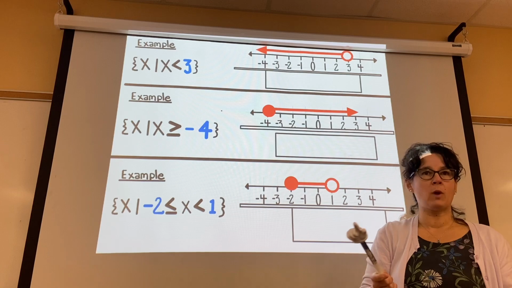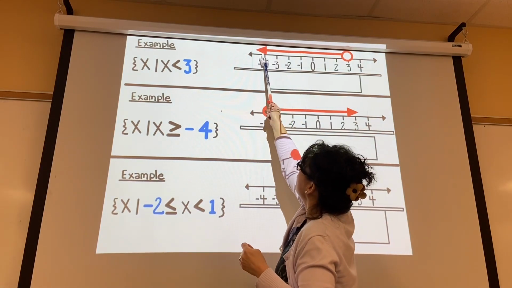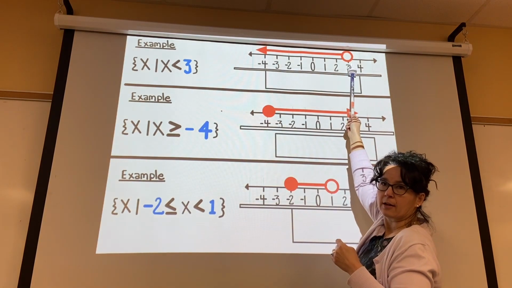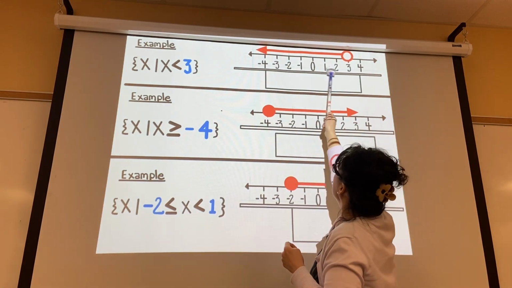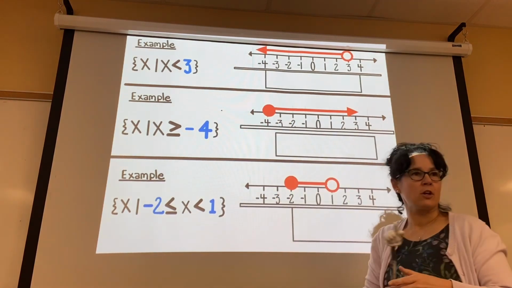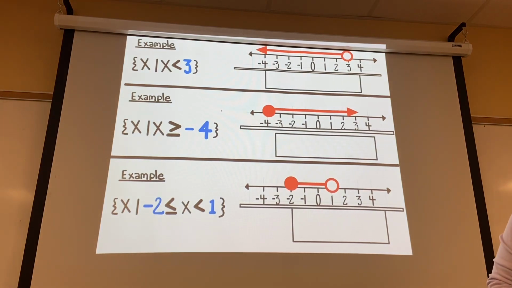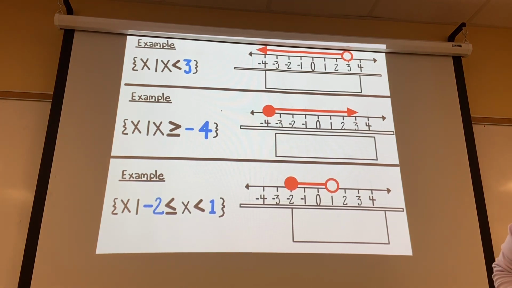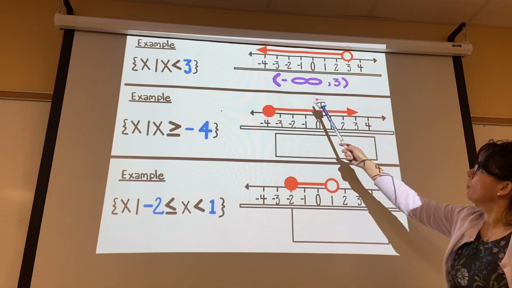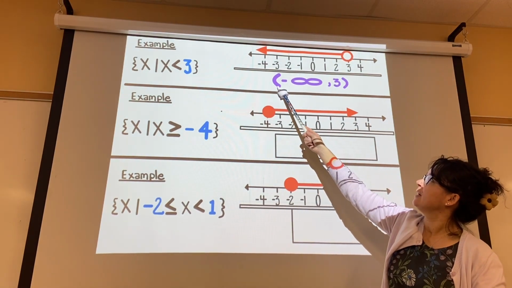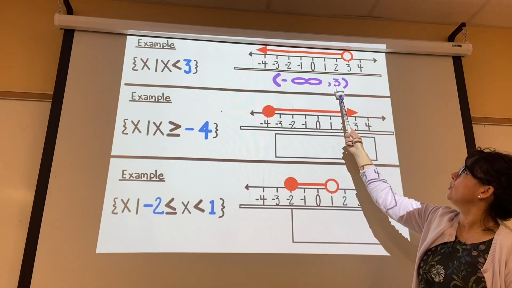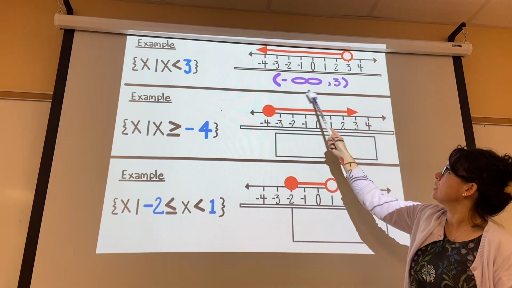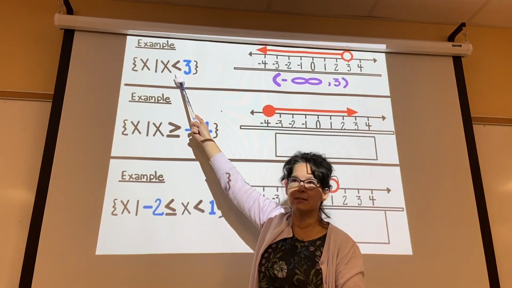Okay, so let's just read it and write it from left to right. So we have negative infinity up to 3. So I'm going to write negative infinity up to 3. But the notation that goes with infinity is a parenthesis, and what goes with an open dot is a parenthesis. So my interval notation is parenthesis, negative infinity through 3, and it's a parenthesis because of the open dot. And what's in purple here means the exact same thing as x is less than 3.